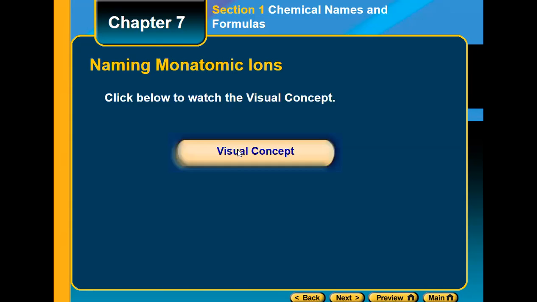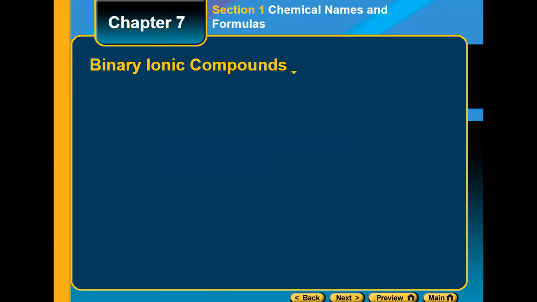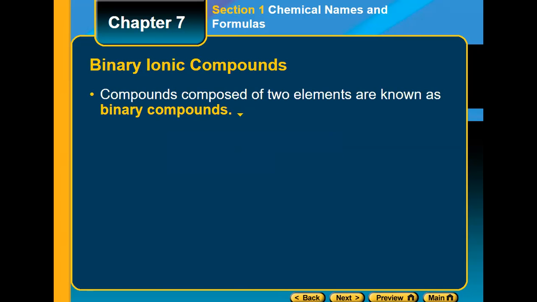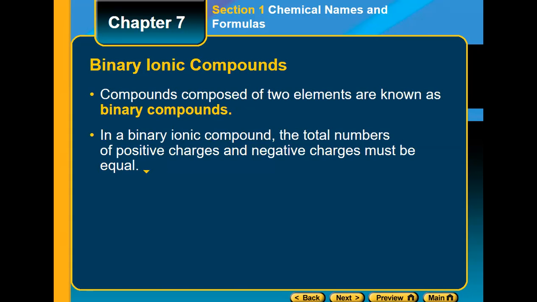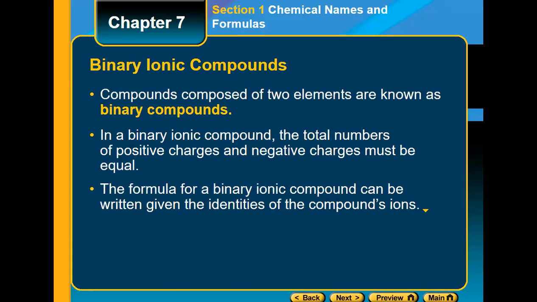So like this, guys, now that we've covered the names, let's start with binary ionic compounds and how we write the chemical formula once 2 ions combine. Compounds composed of 2 elements are known as binary compounds. In a binary ionic compound, the total positive charge that is lost must equal the total charge that is gained. That means if one atom loses 2 electrons and another atom gains 1 electron, the atom which loses 2 electrons must combine with 2 atoms which each gain 1. Like this, the number of electrons lost and gained are equal.